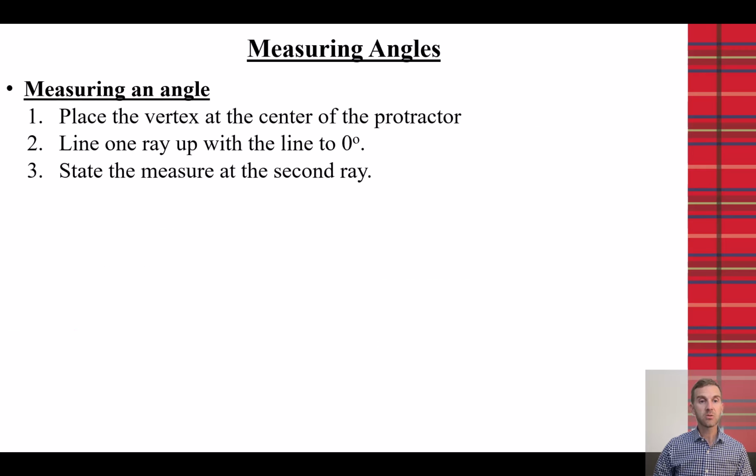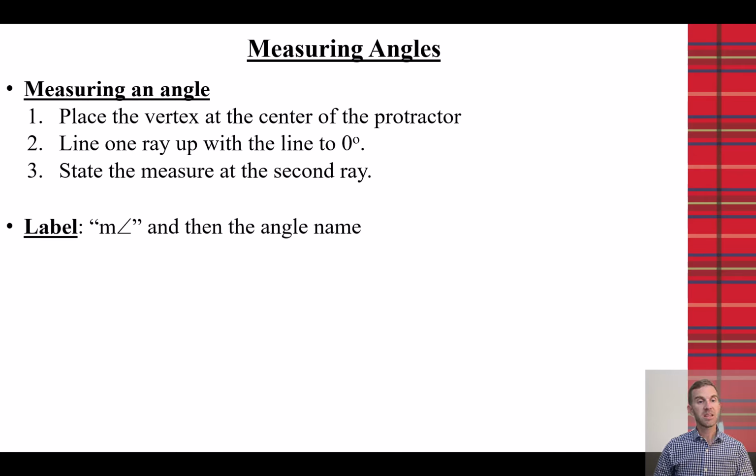When we measure angles, we're going to place the vertex at the center of a protractor, line one ray up with the 0 degrees, and then state the measure that's at the second ray. We do have to pay attention that protractors have both the acute and obtuse measurements, so we got to think about what type of angle we have.